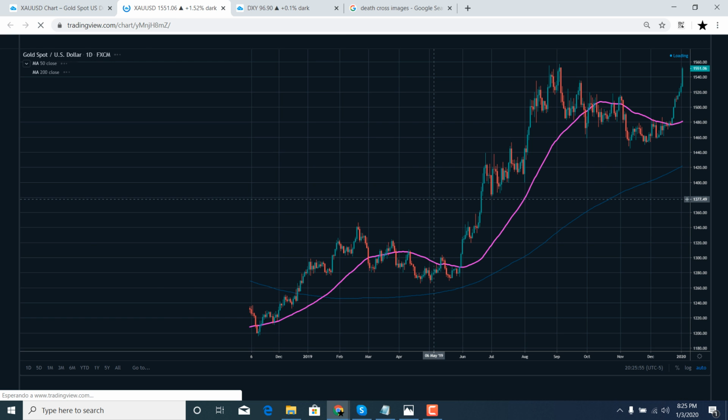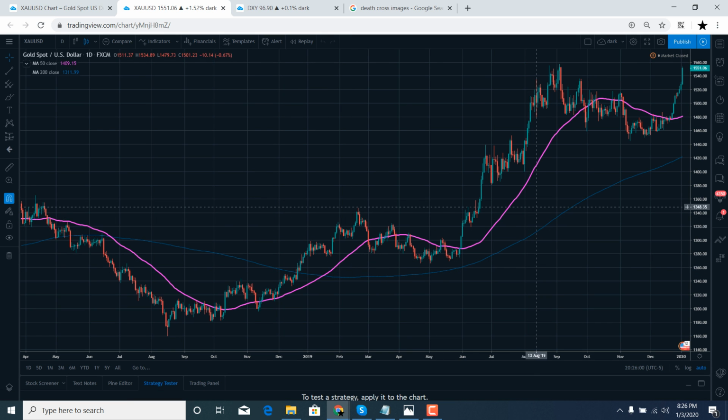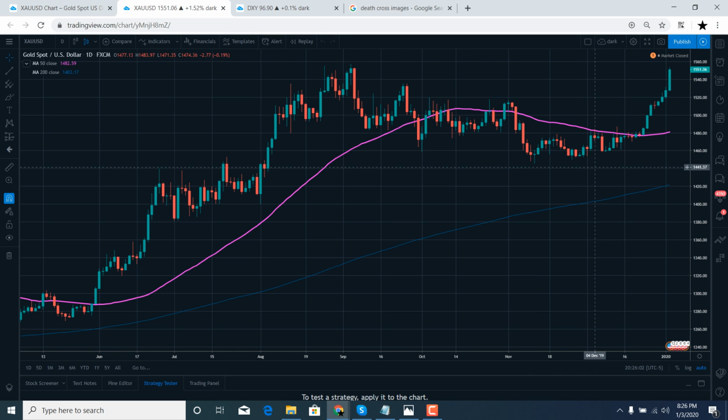We look at a full featured chart here on TradingView. We can see that gold has almost gone parabolic. It's almost like in a bull flag right here, currently sitting at $1,551.06 per ounce.